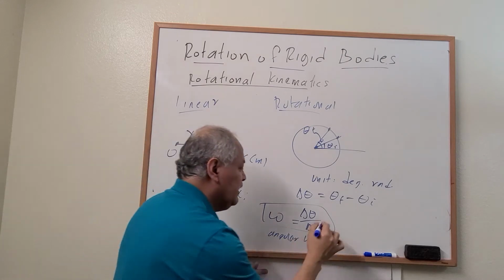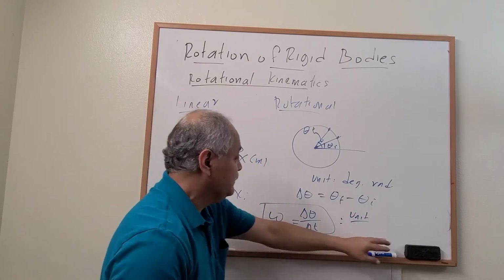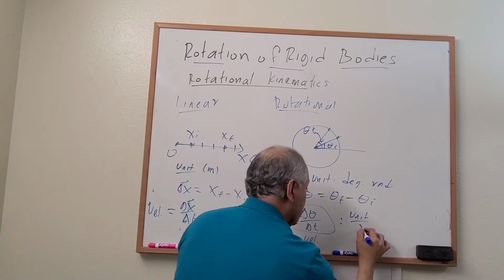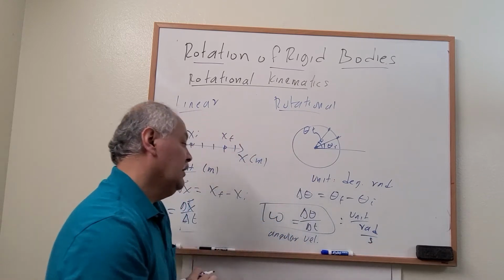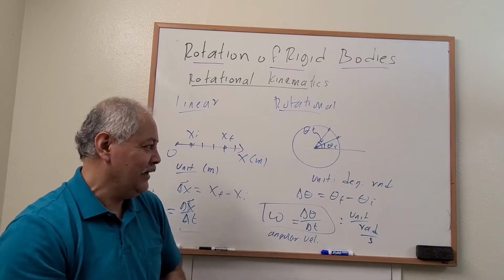And the unit, what should be the unit for this one? The unit for theta is going to be radians, and the unit for time is going to be seconds. So the units of omega are radians per second.